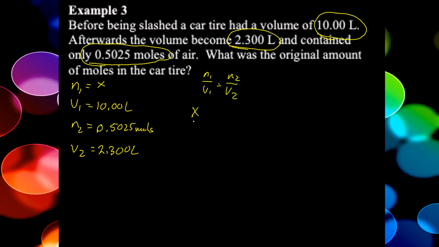X is my N1, 10.00 liters is my V1, 0.5025 moles is my N2, and 2.300 liters is my V2. Notice since I have liters and liters, I know the liters is going to cancel, and that's how I'm going to get moles as my label.